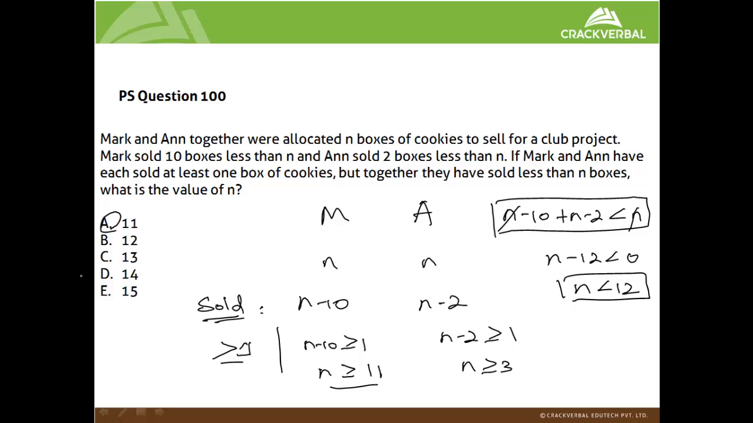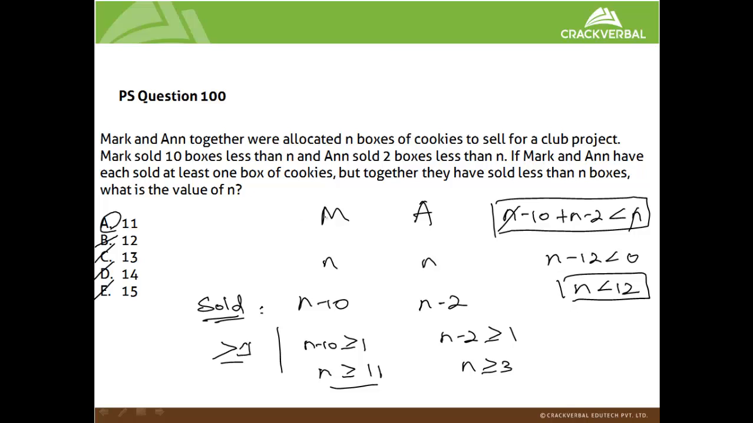All other answer choices are either equal to 12 or more than 12. So we can eliminate answer choices B, C, D, E because n has to be less than 12, which means n is 11 here. I hope this is clear. The answer has to be A.